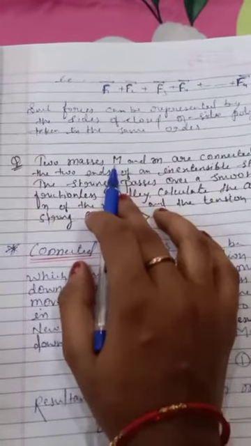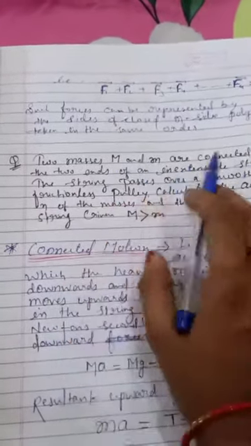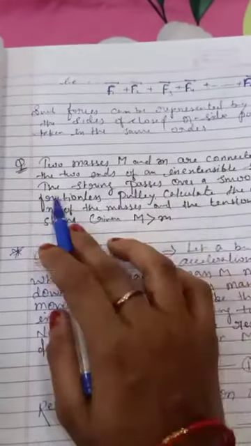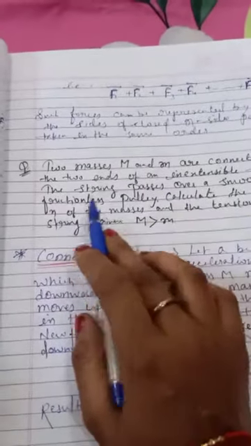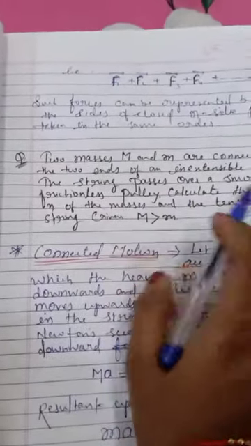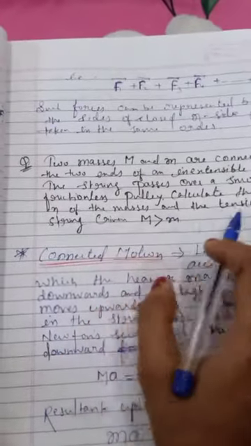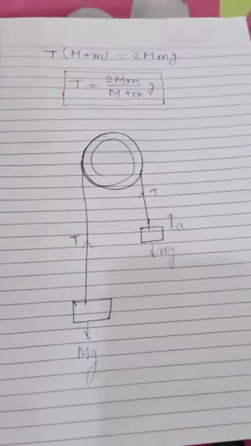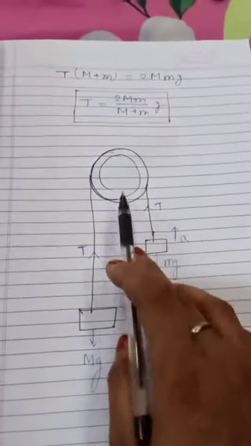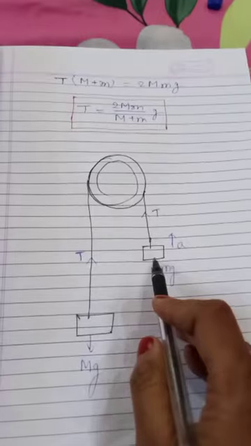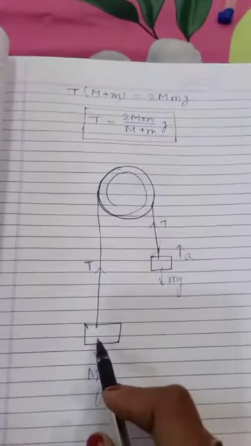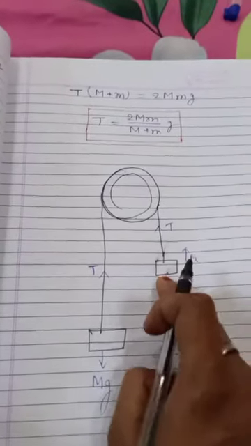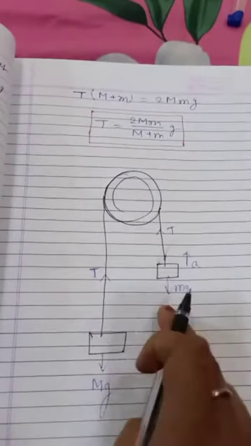Two masses, this is an important question also. When two masses capital M and small m are connected at the two ends of an inextensible string, the string passes over a smooth frictionless pulley. Calculate the acceleration of the masses and the tension in the string, given that M is greater than small m. So here you can see the diagram. This is the pulley and these two objects are connected to each other through this string. Here capital M is the mass of this object and small m is the mass of this object. But here capital M is greater than small m.